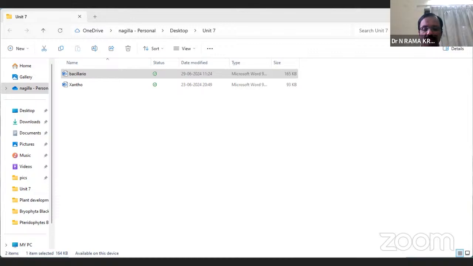Next, what is the economic importance of diatoms? Diatoms play an important role in the environment. They are used in polishing materials and as filters in sugar industries. So there are many areas where we use diatoms.